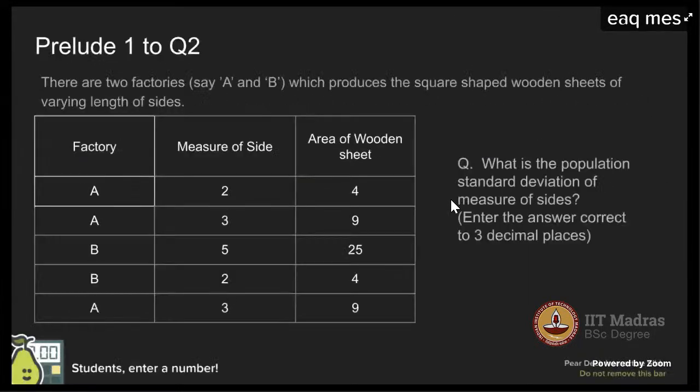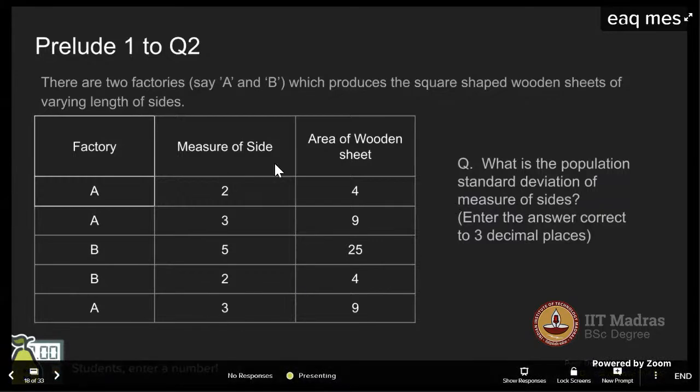Okay, moving on to the second question. There are two factories A and B, and they produce square-shaped wooden sheets of varying length. You have to find the population standard deviation of the measure of side. Measure of side is the second column in this table.